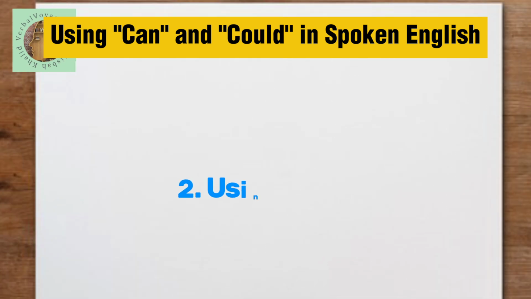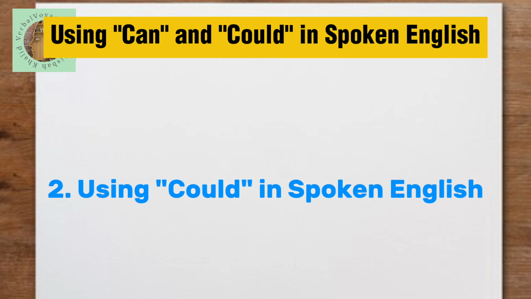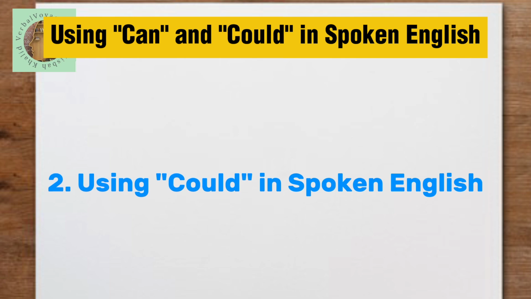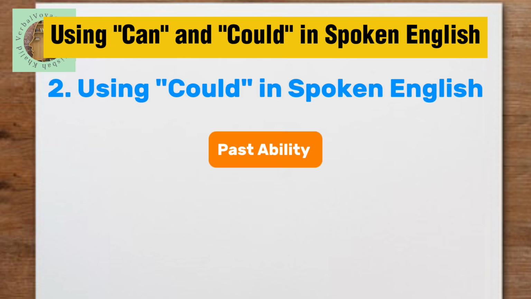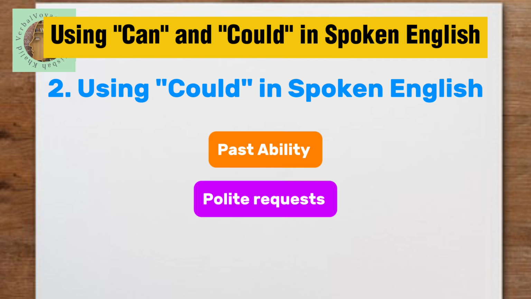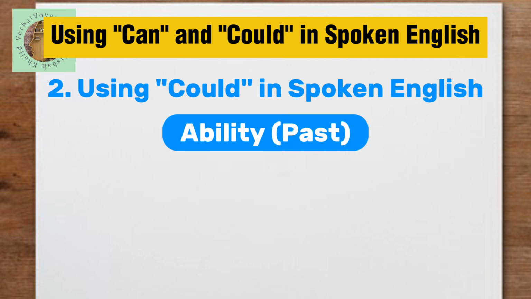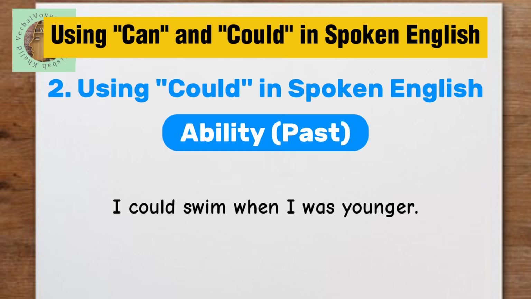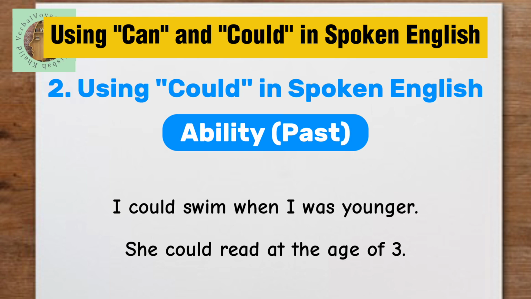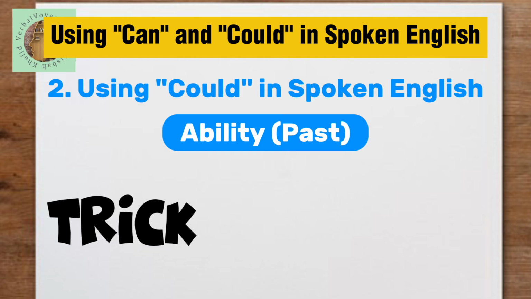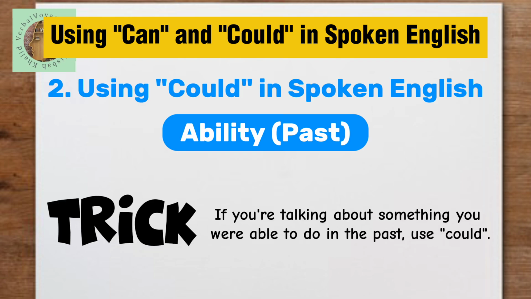Now we move ahead on using could in spoken English. Could is used to express past ability, to make polite requests, or to show possibility. Ability in past. For example, I could swim when I was younger. She could read at the age of 3. Trick to remember this: if you're talking about something you were able to do in the past, use could.